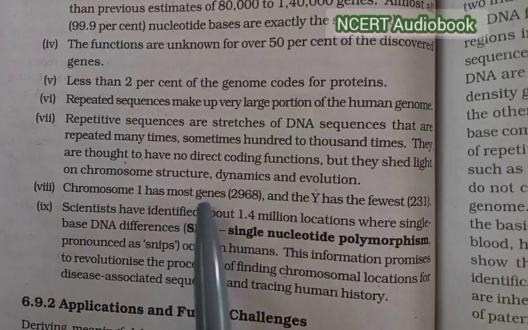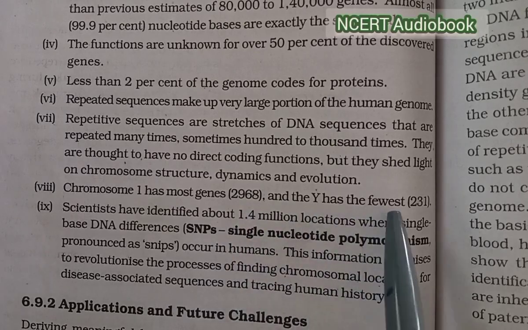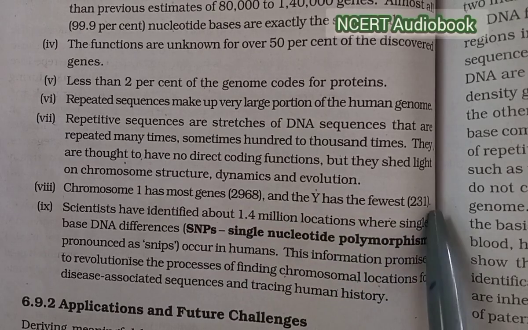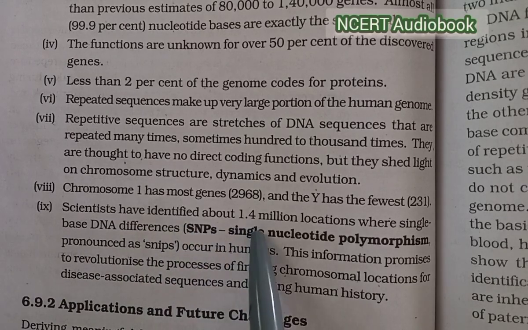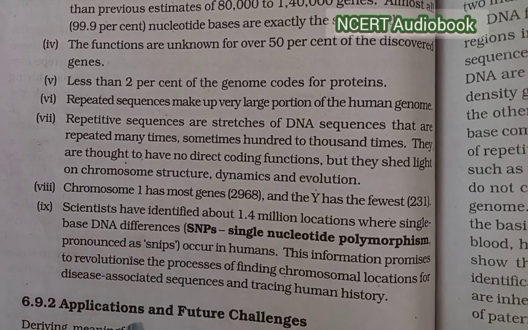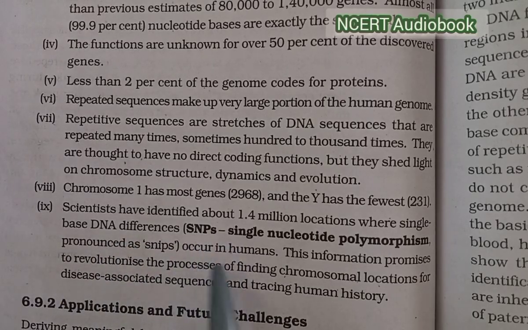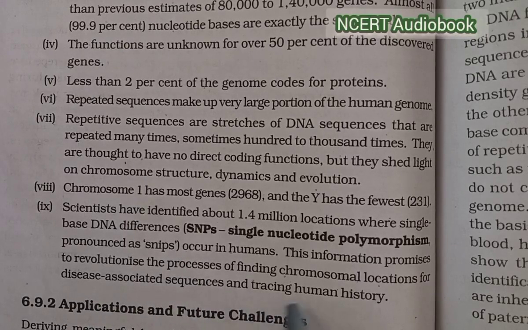Chromosome 1 has the most genes, 2968, and the Y has the fewest, 231. Scientists have identified about 1.4 million locations where single base DNA differences, SNPs, occur in humans. This information promises to revolutionize the process of finding the chromosomal location for disease-associated sequences and tracing human history.